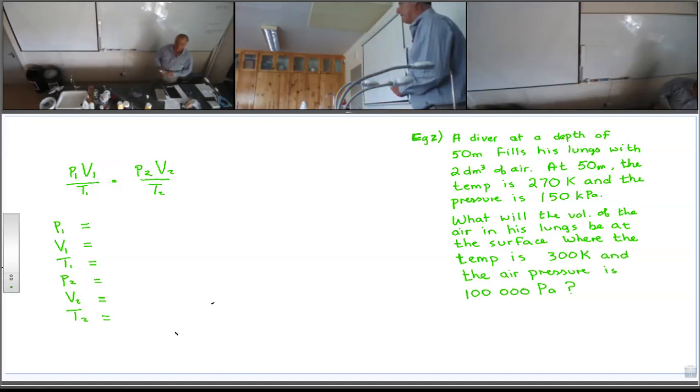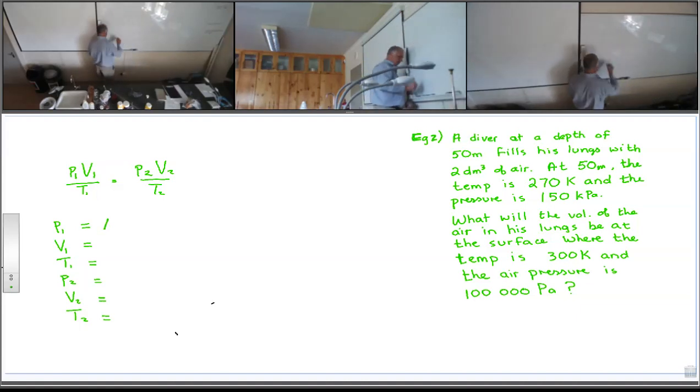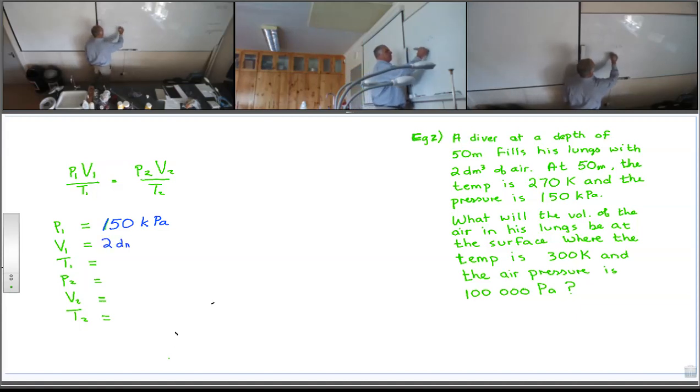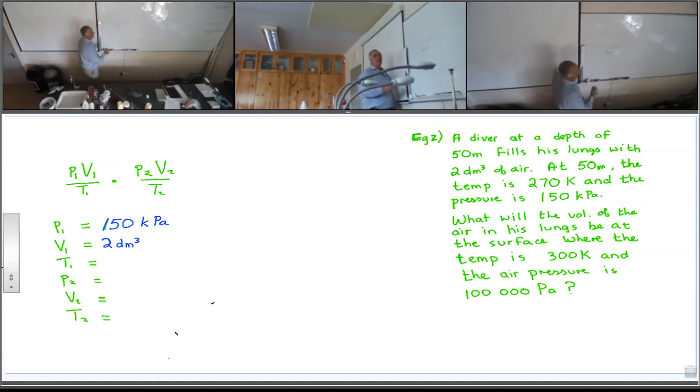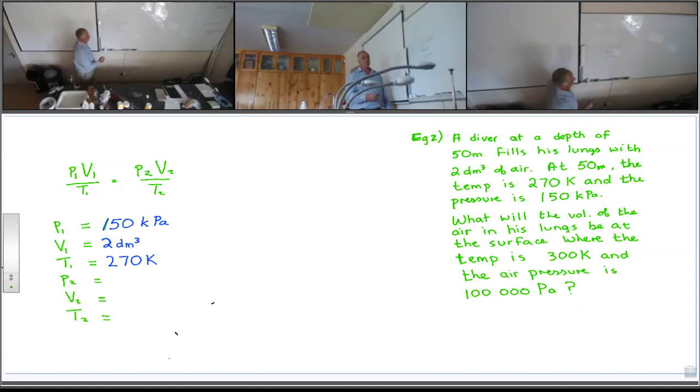Right, who can tell me what is P1? 150 kPa. So 150 kPa. V1. What is volume 1? Initial volume? 2 decimeters cubed. Right. T1. P2.